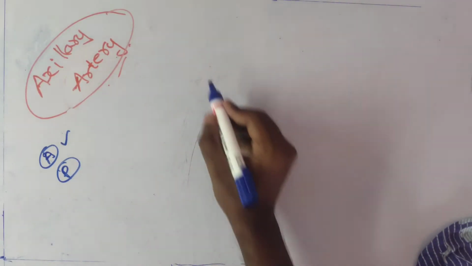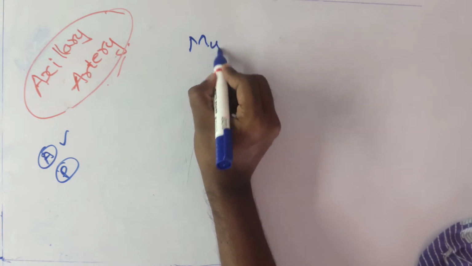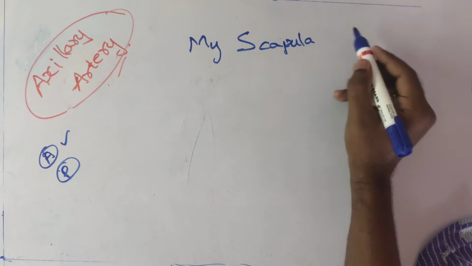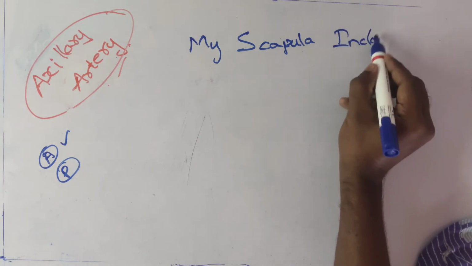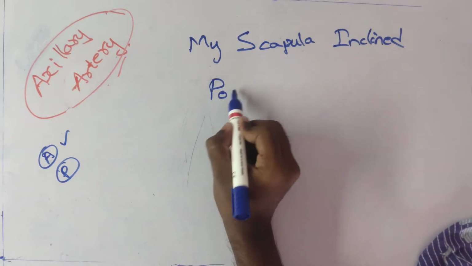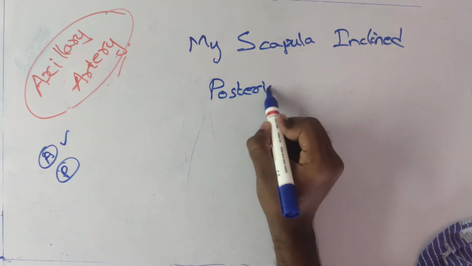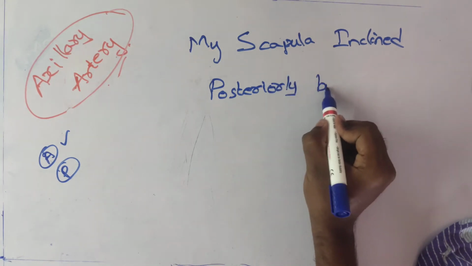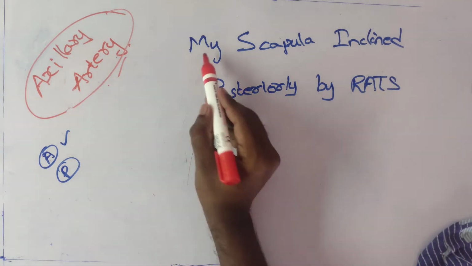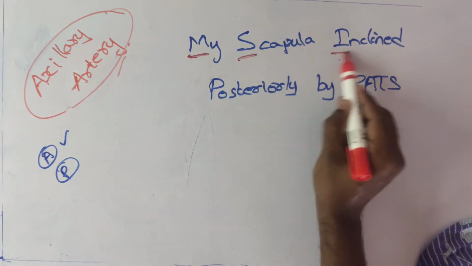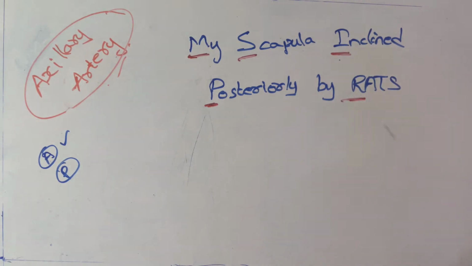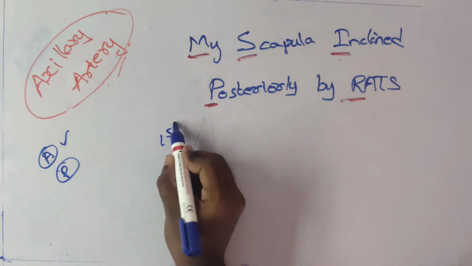For the posterior relation, we have a mnemonic: My scapula is inclined posteriorly by rats. Okay, now coming to the point, the first part.